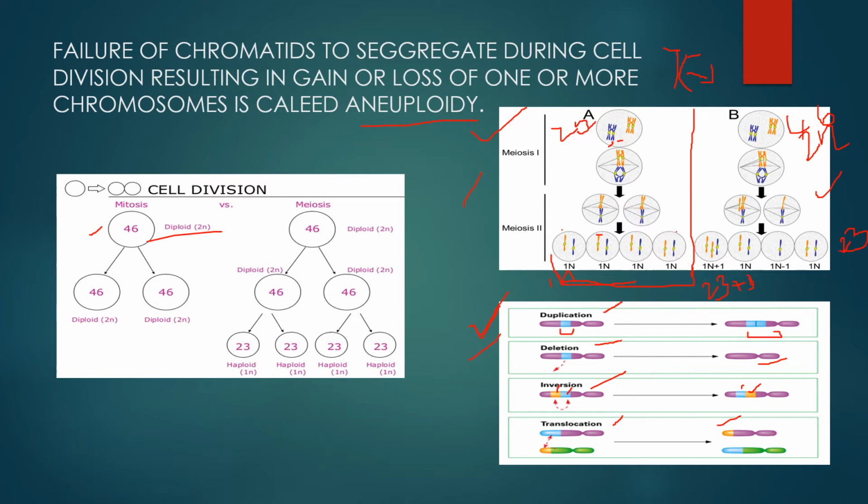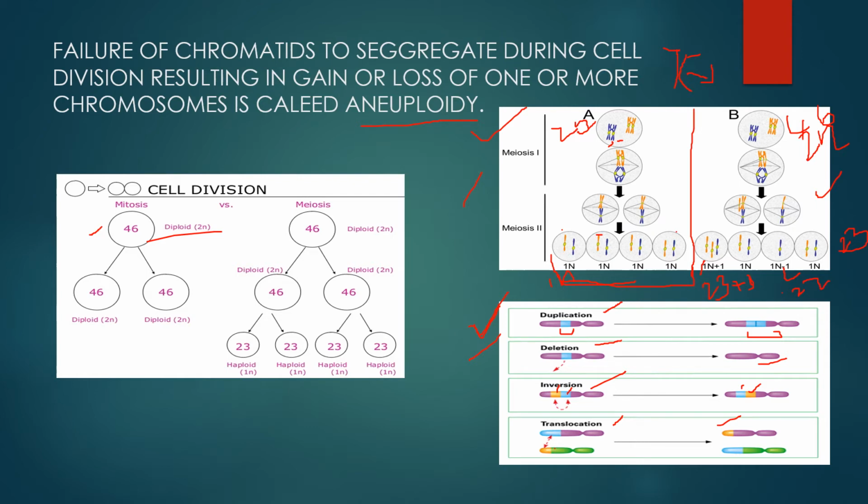Because of an error during cell division, the chromatids cannot segregate properly. As a result, one of the gametes formed has 24 chromosomes. The other gamete is having one less chromosome. So 23 minus 1, that means it has 22 chromosomes.